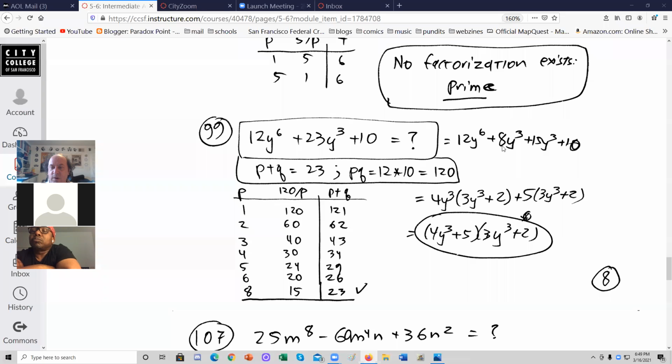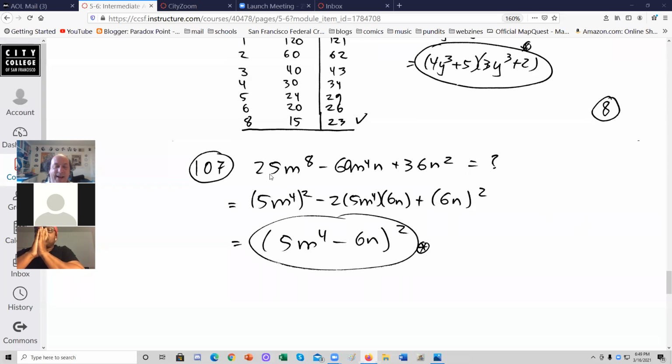Now these first two terms are 12y to the sixth plus 8y to the third. Common factor of y to the third and common factor of 4. So pull out 4y to the third. Then these divided by 4y to the third is 3y cubed plus 2. 15y cubed plus 10 has a common factor of 5. Divide these by 5 and we're left again with 3y cubed plus 2. So pull out a common factor of 3y cubed plus 2 times 4y cubed plus 5 here, and we factored the expression.